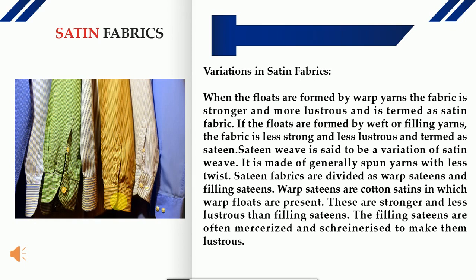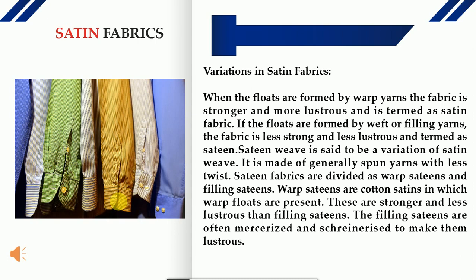Variations in satin fabrics. When the floats are formed by warp yarns, the fabric is stronger and more lustrous and is termed as satin fabric. If the floats are formed by weft or filling yarns, the fabric is less strong and less lustrous and termed as sateen. Sateen weave is said to be a variation of satin weave.